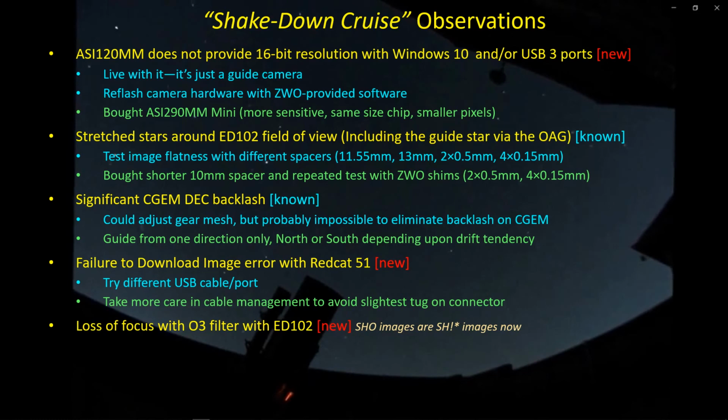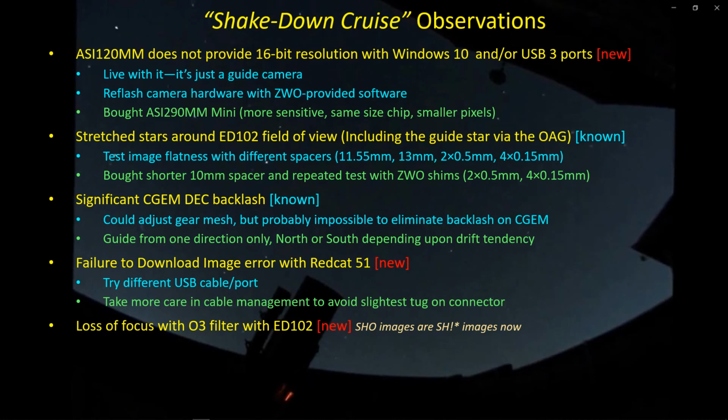And so I hadn't taken enough care in making sure that I had lengths of cable so that a tug at one location would not ultimately be reacting against the connector. Now, the connector is not being yanked out, it's not being pulled hard, but I found that just a little bit of a jostling of the connector would cause this image download problem that I was having.